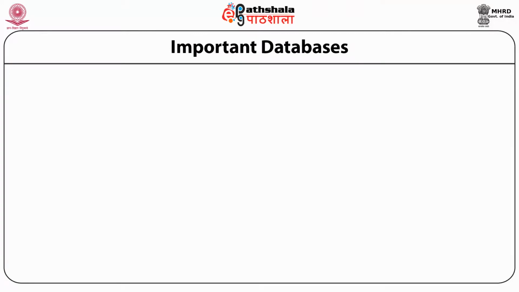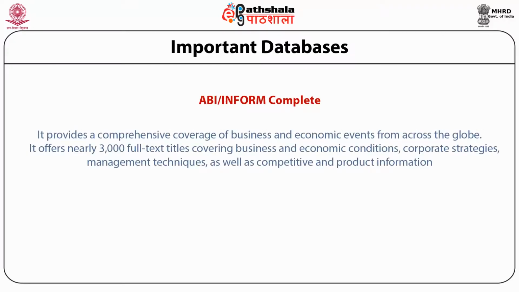Important full-text databases are as follows. ABI Inform Complete. ABI Inform Complete database provides a comprehensive coverage of business and economic events from across the globe. It offers nearly 3,000 full-text titles of journals covering business and economic management, economic conditions, corporate strategies, management technique, as well as competitive and product information.